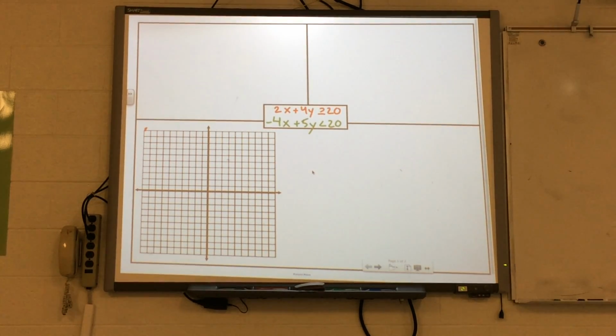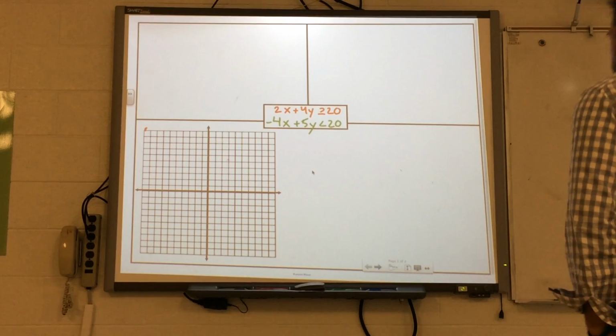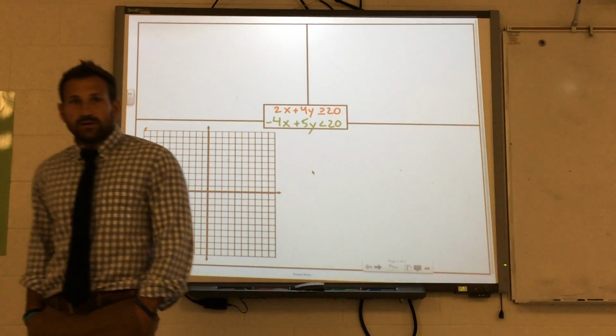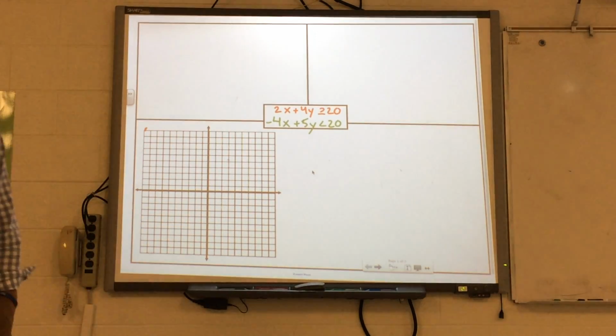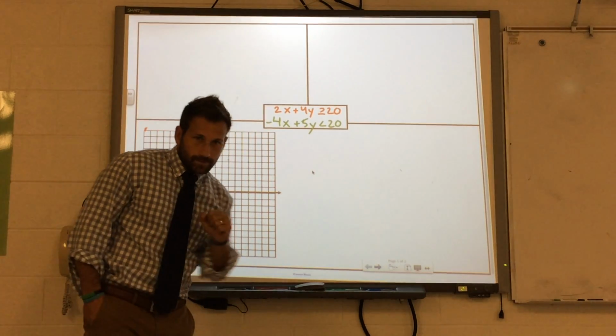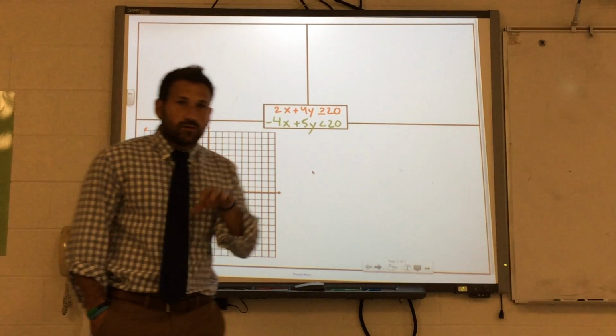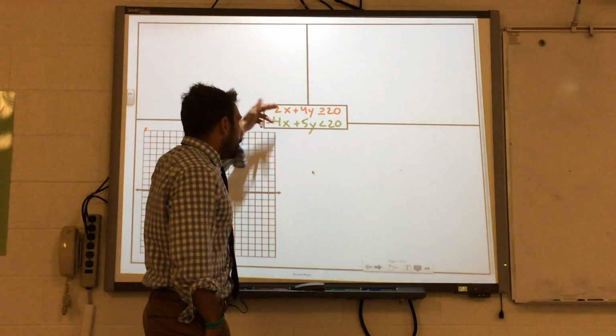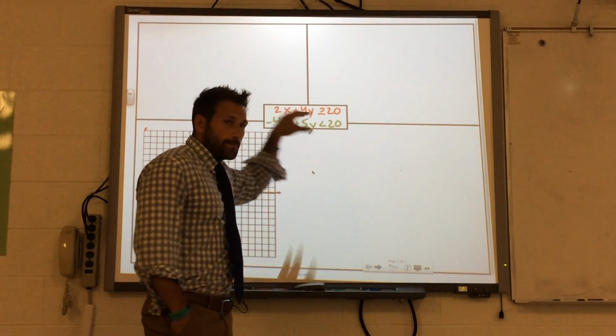Alrighty, today I'm going to teach you how to graph a system of inequalities in two variables. Okay? To do this, it's very similar to graphing one linear inequality in two variables. So what we're going to do is treat these two separately. And we're trying to find the solutions. Our overall goal is to find the solutions that satisfy both inequalities, not just one, but both.